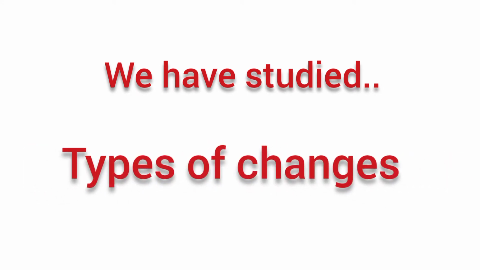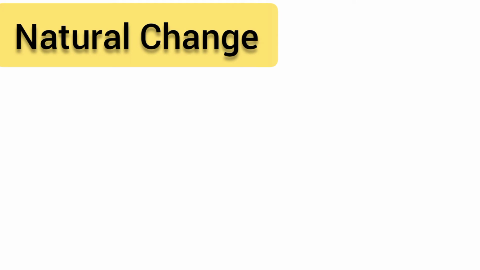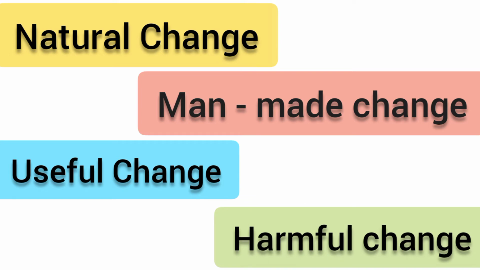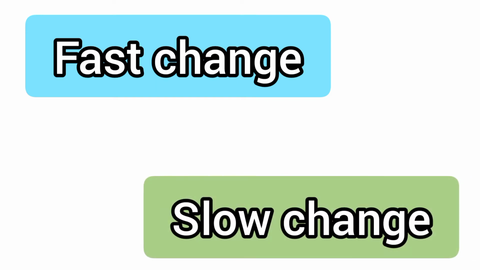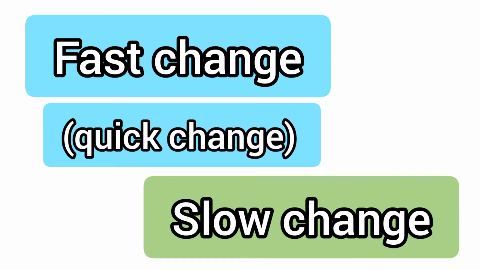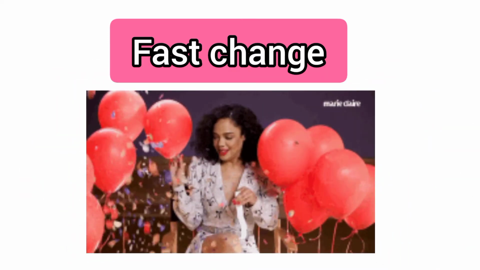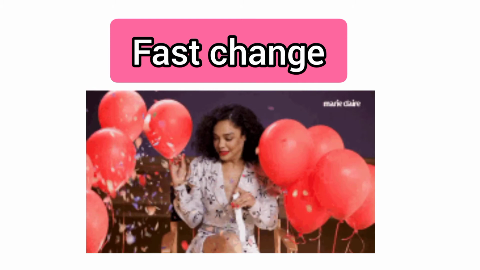Children, so far we have studied certain types of changes like natural change, man-made change, useful change and harmful change. Now we are going to study fast change and slow change. Fast change is also known as quick change. So let us see the definition along with the example. Changes that take place in a short period of time are called as fast or quick change. For example, bursting of a balloon.